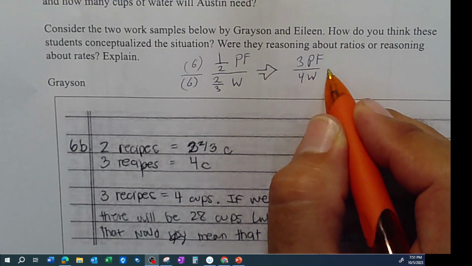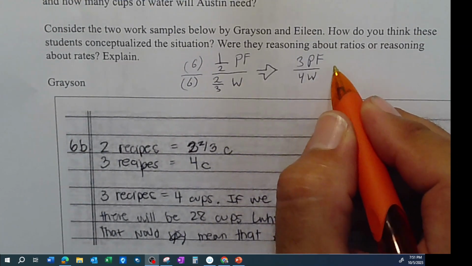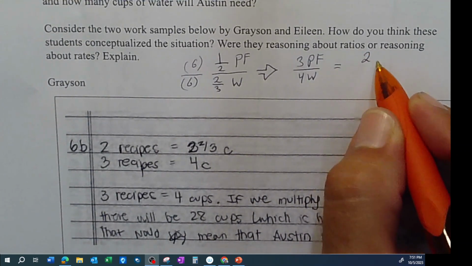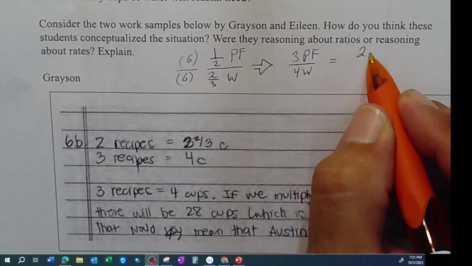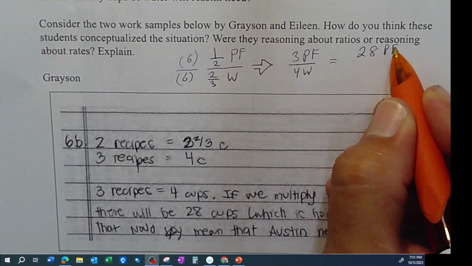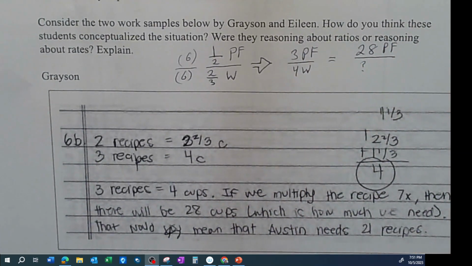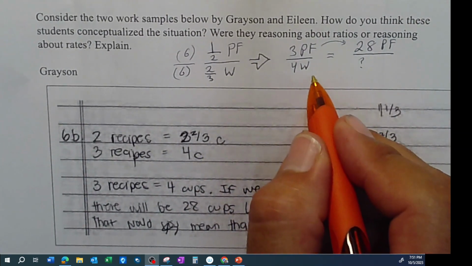So then, obviously, I'm going to lead towards how much, for, I believe it was looking at 28 cups of lush punch. So if I want 28 cups of passion fruit, the question is, how much water do I need? And I think you see one way to reason through this.